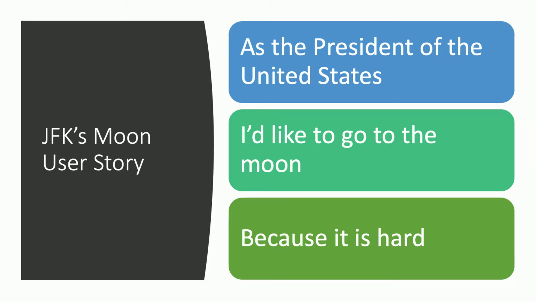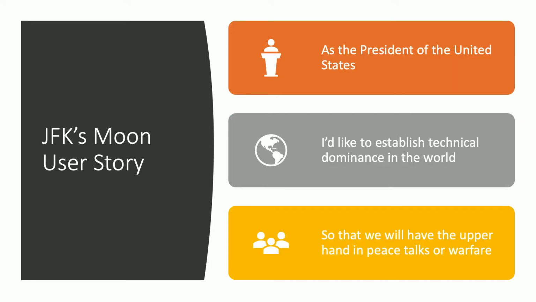Let's look at what JFK's probable user story was. As the President of the United States, I'd like to establish technical dominance in the world, so I have the upper hand in peace talks and warfare. Now I'm being a little bit loud here, but ultimately that's what it was about, right? It wasn't about actually going to the moon. It was showing the U.S. is number one.